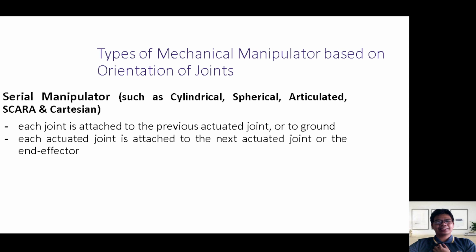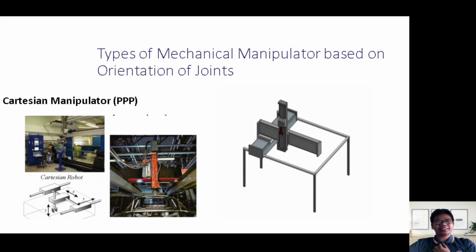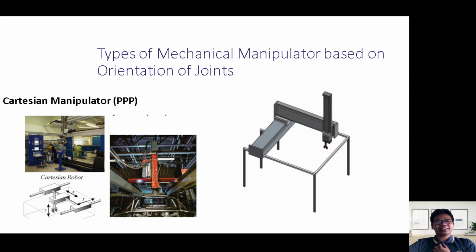In this arrangement, each actuated joint is linked to the next actuated joint or ultimately to the end effector. Within the realm of joint orientations, let's dive into the intriguing world of Cartesian manipulators. Picture a robot known as a rectangular, rectilinear, or gantry manipulator. It possesses the unique ability to maneuver its end effector within a cube or cuboid workspace.